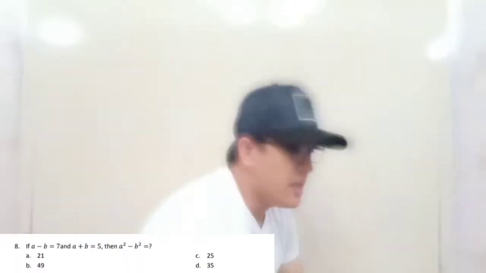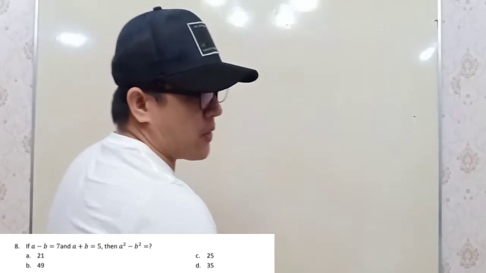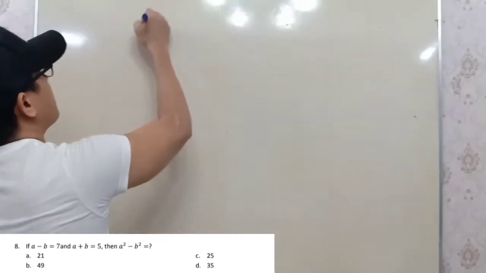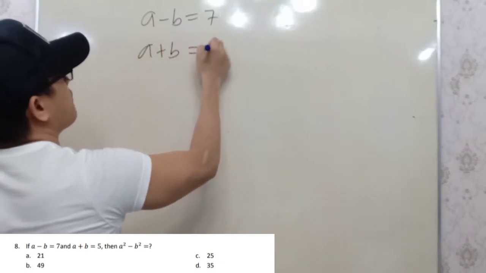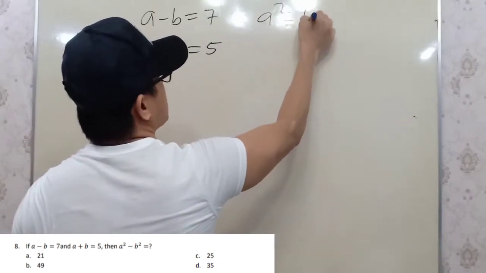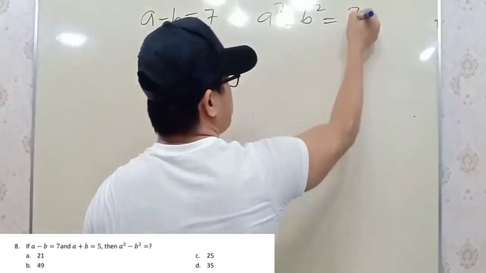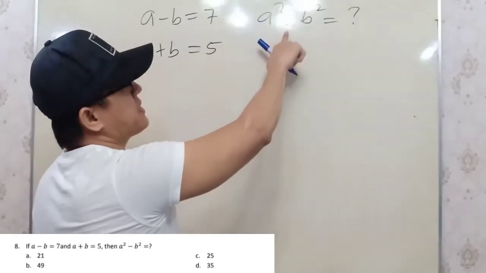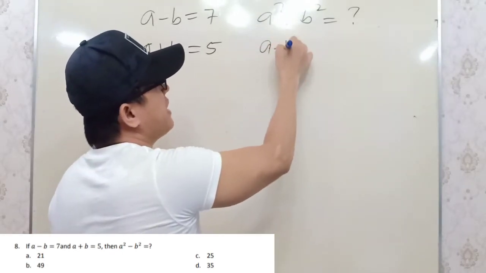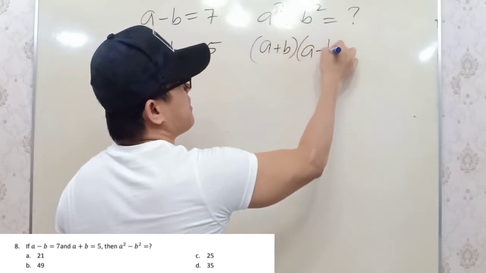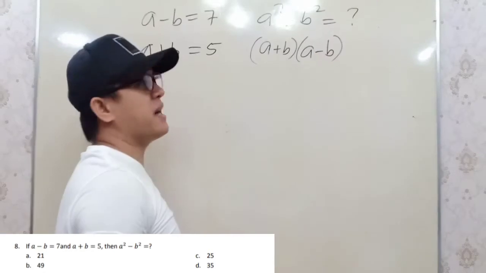Number 8. If a minus b is equal to 7 and a plus b is equal to 5, so what is a squared minus b squared? Okay, so if a minus b is equal to 7 and then a plus b is equal to 5, what is a squared minus b squared? Do you know that the factors of a squared minus b squared is equal to difference of two squares ulit. Okay? A plus B. Okay? And then A minus B. Kopyahin nyo lang A, B, A, B. And then one is positive, one is negative. That's it. That's the factors.